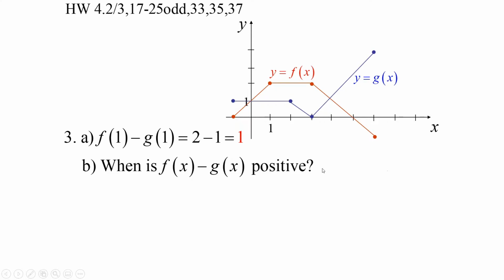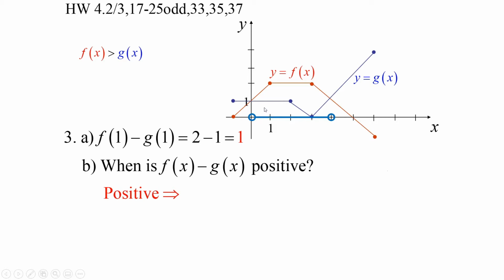Part B. When is f of x minus g of x positive? Well, wouldn't that be when the graph of f of x is above the graph of g of x? So positive implies f of x is greater than g of x. So let's find intersection points right here and then right there. Okay, so when x equals 0, the graphs are equal to one another. And when x equals 4, the graphs are equal too. So it looks to me like when is f of x minus g of x positive? It would be in this interval right here.